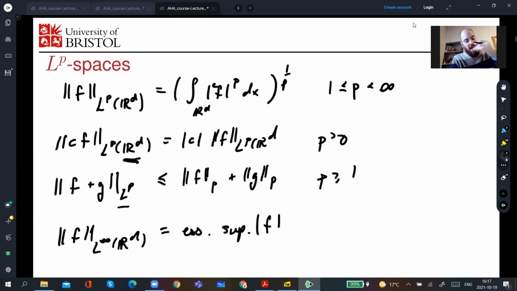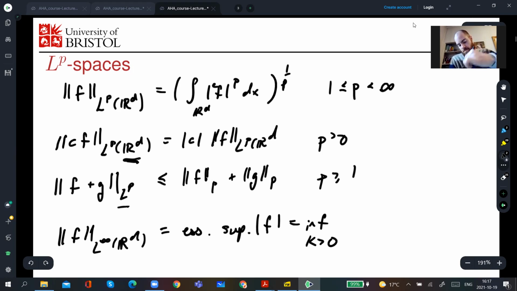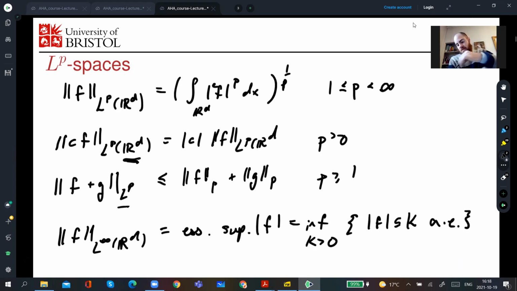What's that? That is the smallest constant, say k, such that f is less than or equal to k almost everywhere with respect to Lebesgue measure. So in particular, f could just be a constant function on Rd. If it's a constant 1, every point it spits out 1, then the L infinity norm is exactly 1.